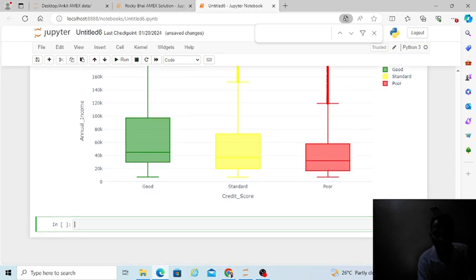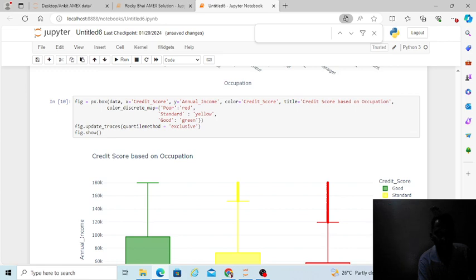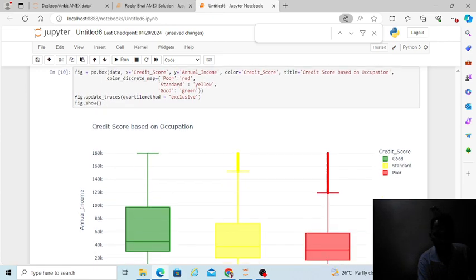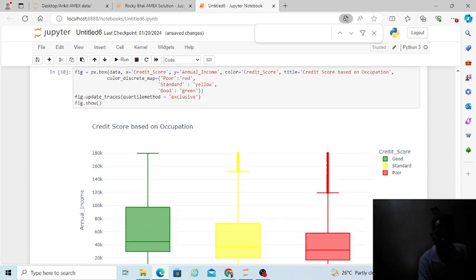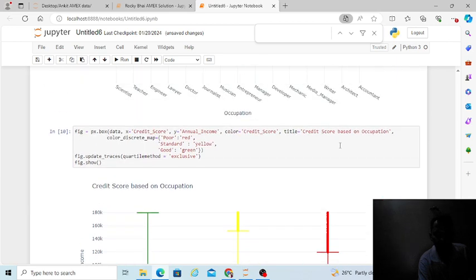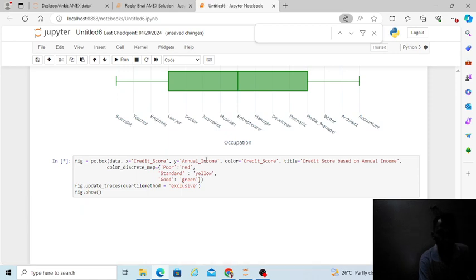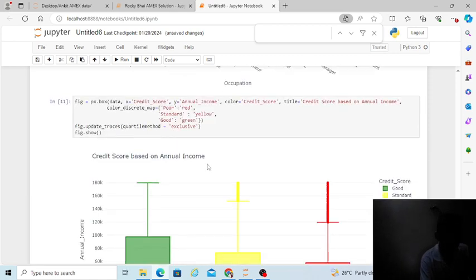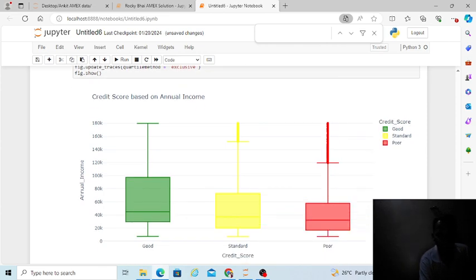So we can see there are a few outliers in the data, and we have credit score and annual income. So I will write credit score based on this, and I will change it to annual income. So this is based on annual income. So there are a few outliers over here.